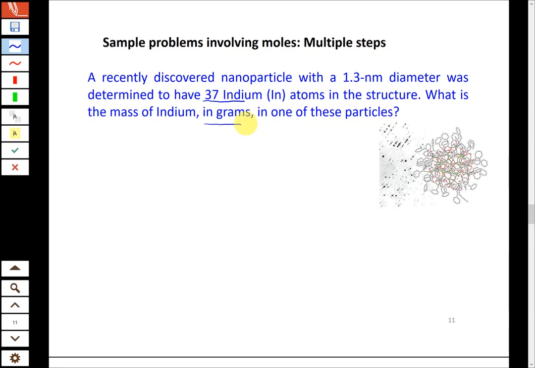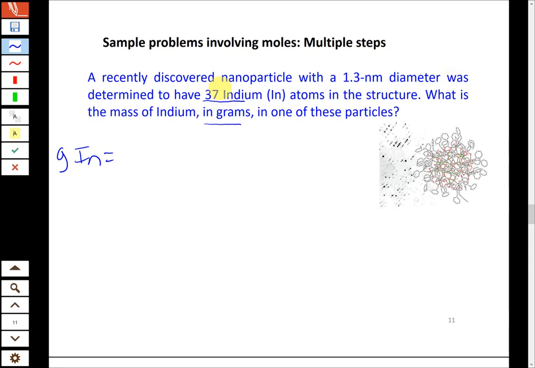So we're looking for grams of indium. Again, write out what you're looking for. And what we're told is that we have 37 atoms of indium. The 1.3 nanometer diameter doesn't matter. The size of the particle that those indium atoms are arranged in, we don't really care about that.